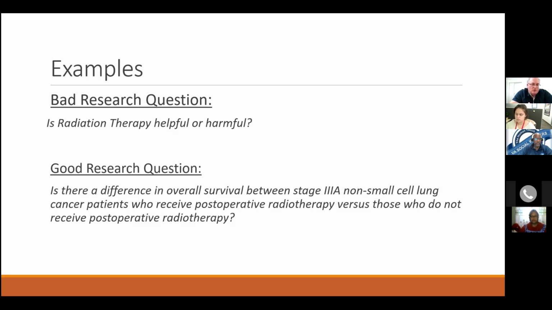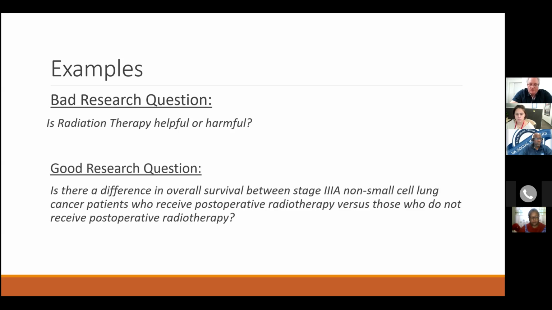So the good research question in that setting would be: is there a difference in overall survival between stage 3A non-small cell lung cancer patients who receive postoperative radiotherapy versus those who did not receive postoperative radiotherapy? So you're really defining it. The outcome here is overall survival, meaning how long the patient survived post-treatment. The population of interest is very specific, stage 3A non-small cell lung cancer.